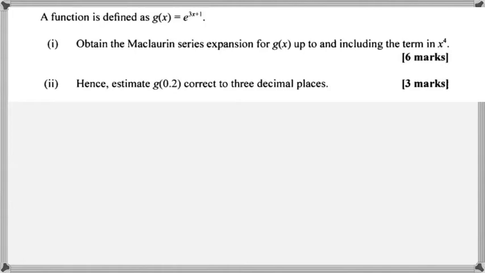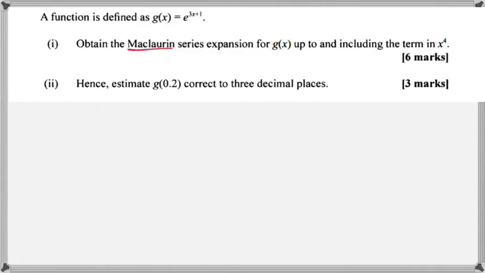So we have a function defined as g of x is equal to e to the 3x plus 1. The first part of this question is asking us to obtain the Maclaurin series expansion for g of x up to and including the term in x to the power of 4.